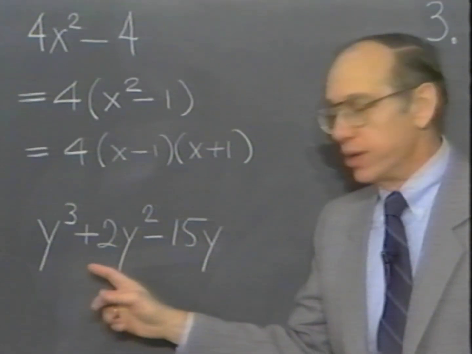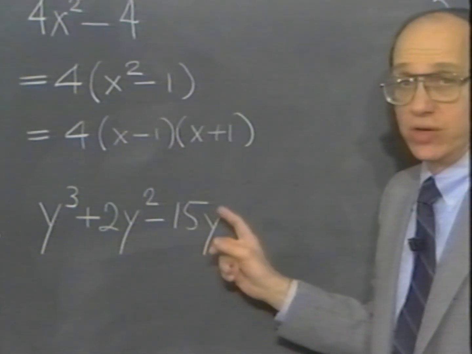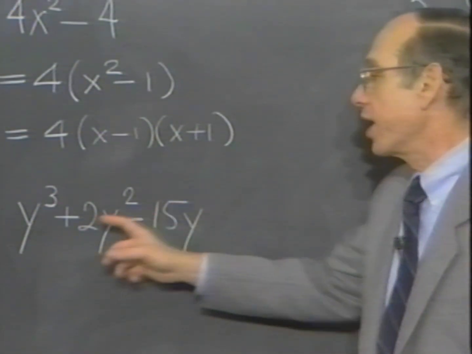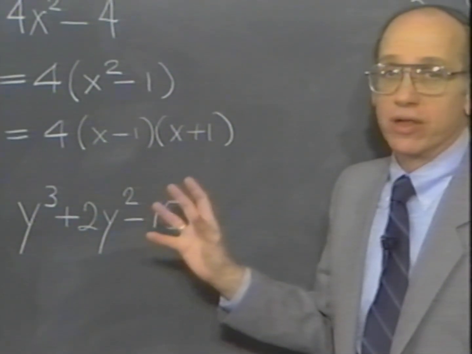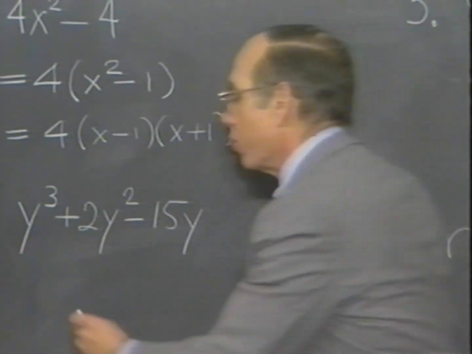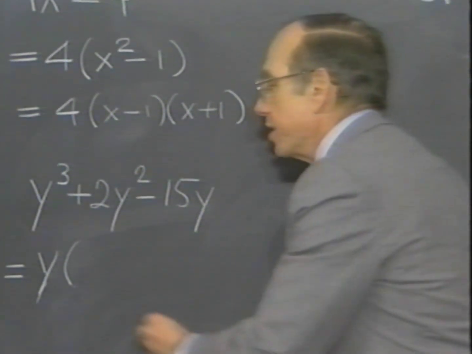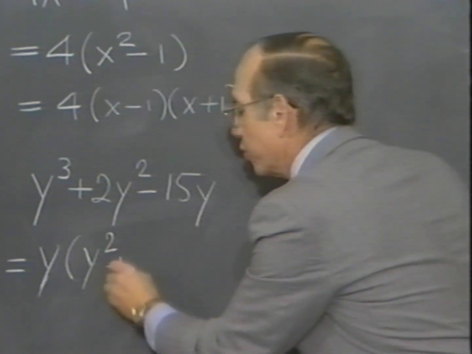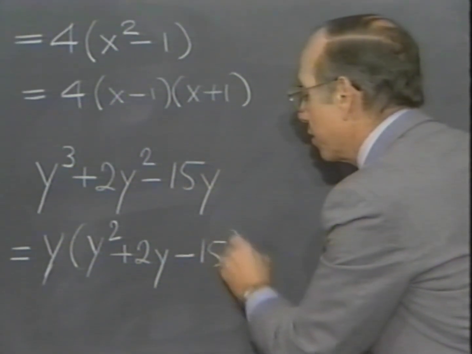In problem 2, we have a trinomial, y cubed plus 2y squared minus 15y. And again, the first thing we want to do is look for any common factor. Well, if you look, every term contains some power of y. And you know that you can factor out the lowest power of y, in this case, y to the first power, or just y. So we take out the common factor y, and what remains is, from y cubed, we have y squared. From 2y squared, we're left with the 2y. And from the minus 15y, we're left with minus 15.